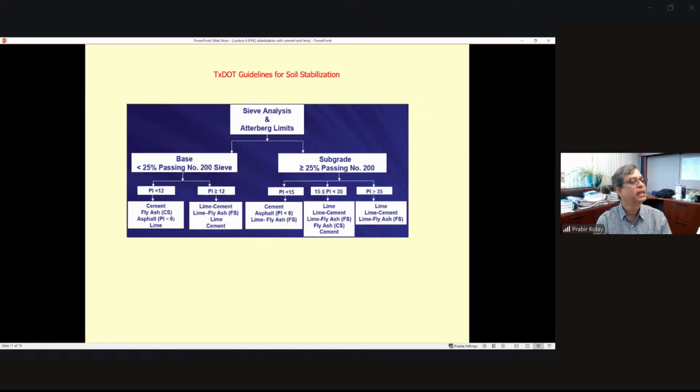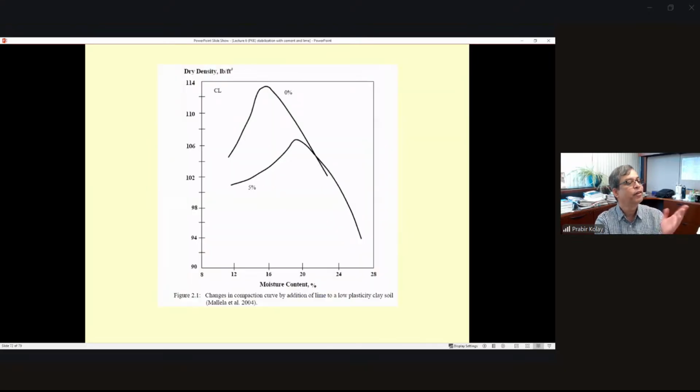Also, the Texas DOT has a similar type of chart. The basis is sieve analysis and the Atterberg limit test. Less than 25% passing the 200 sieve and plasticity index, a similar chart to what you have seen. If it is less than this, you can use cement, fly ash, asphalt or lime: cement, lime, fly ash, or combinations. So these are the different guidelines. Again, I'm telling you, you need to do the actual test and then find out the optimum quantity.